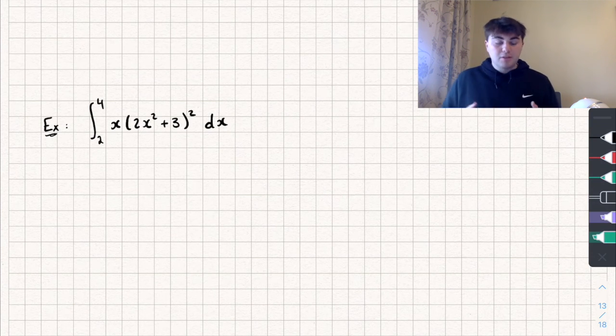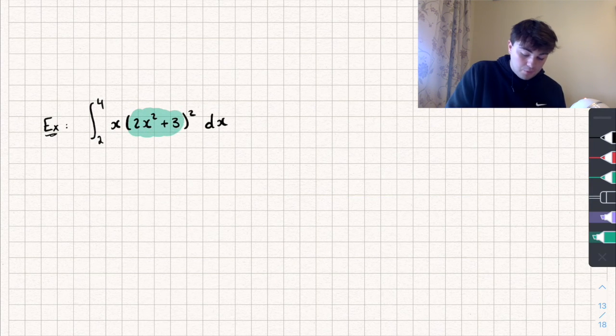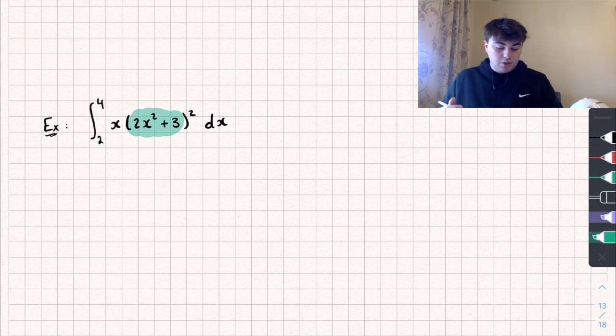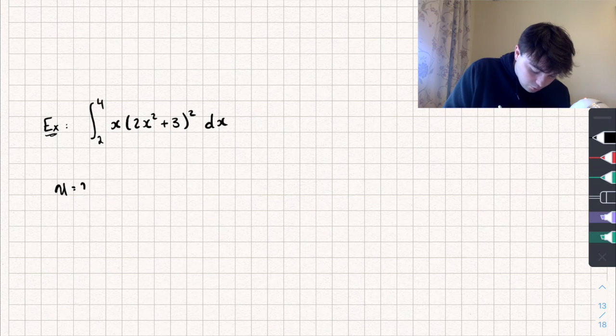The first step is we want to find part of this to set equal to u for our substitution. A good rule is if we've got something in brackets, we're going to set that equal to u. So I'm going to set this part here, 2x squared plus 3, equal to u. And you can see that when I take the derivative of that, I'll be left with an x that will cancel with that one there, but we'll see that in a second. So u equals 2x squared plus 3.